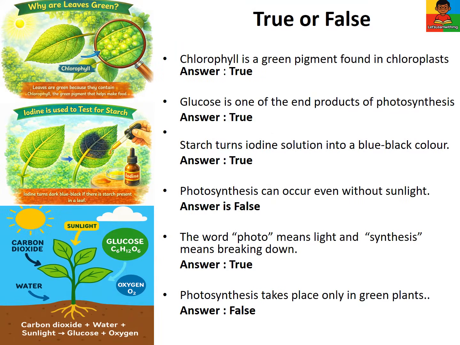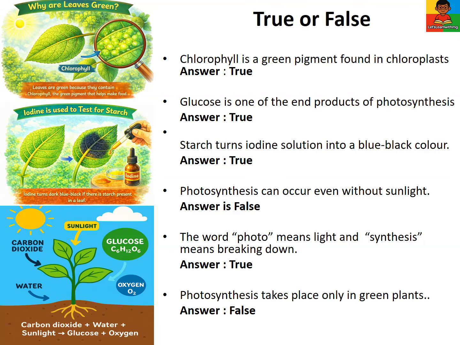Let's try some true or false. Chlorophyll is a green pigment found in chloroplasts. Answer: true. Glucose is one of the end products of photosynthesis. Answer: true. Starch turns iodine solution into a blue-black color. Answer: true. Photosynthesis can occur even without sunlight.